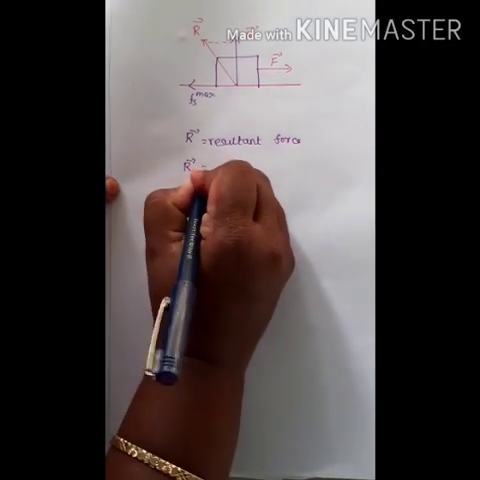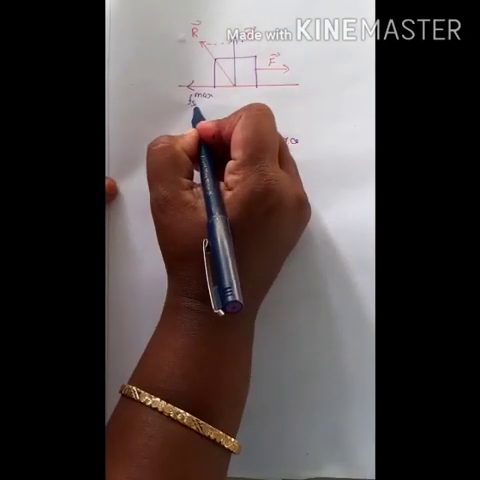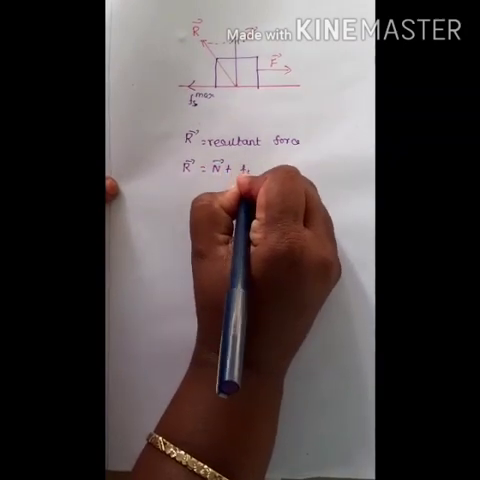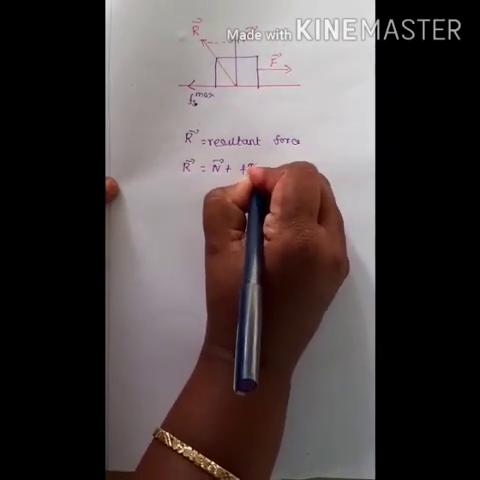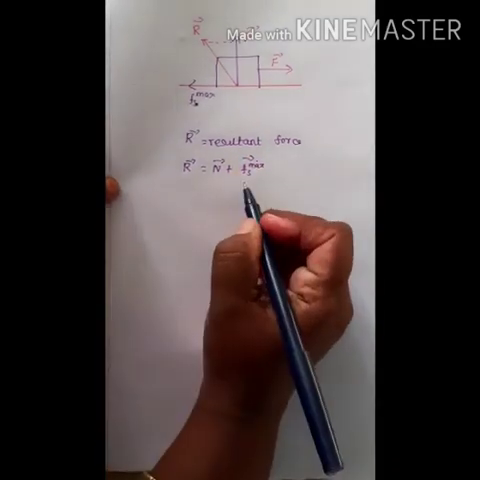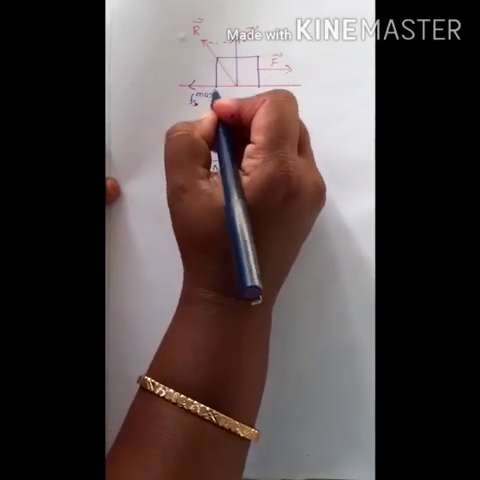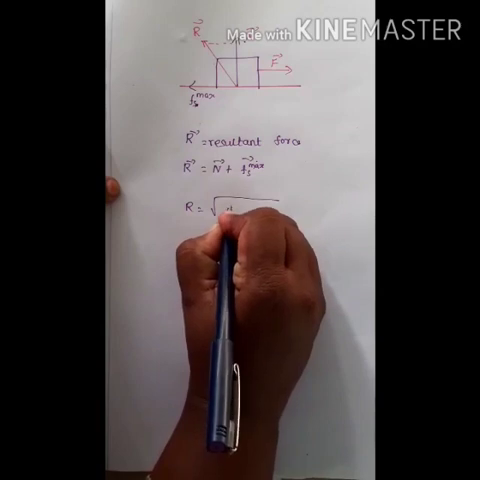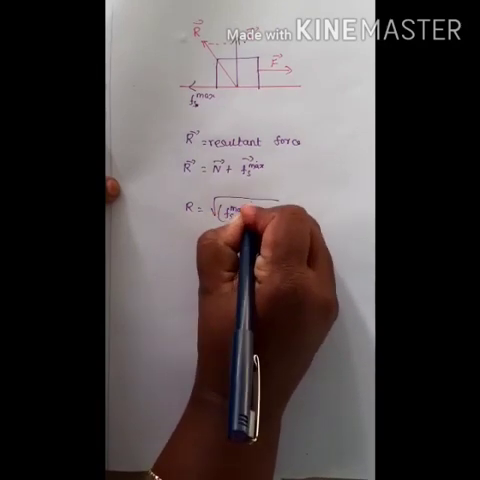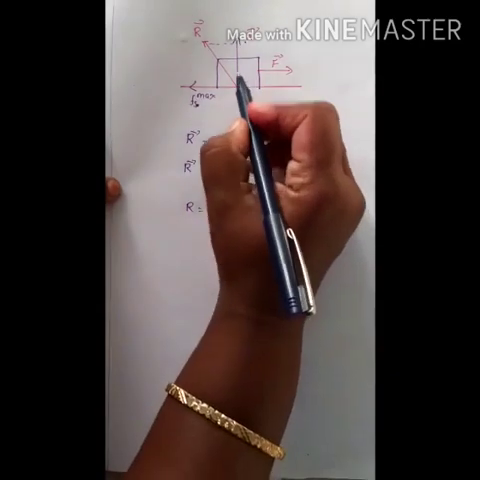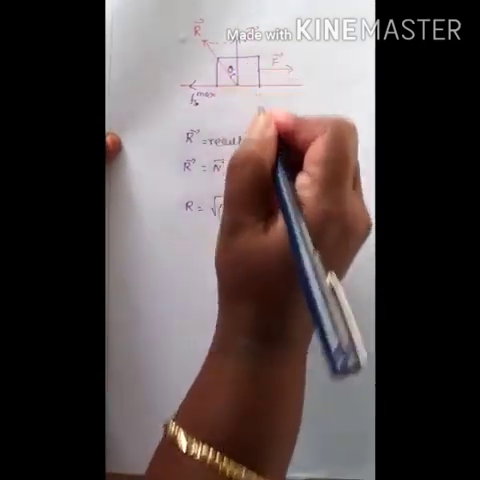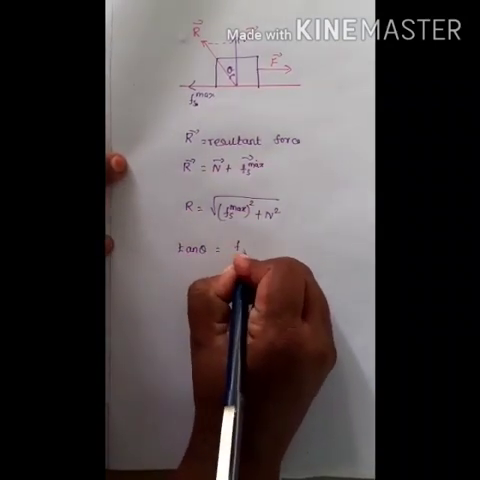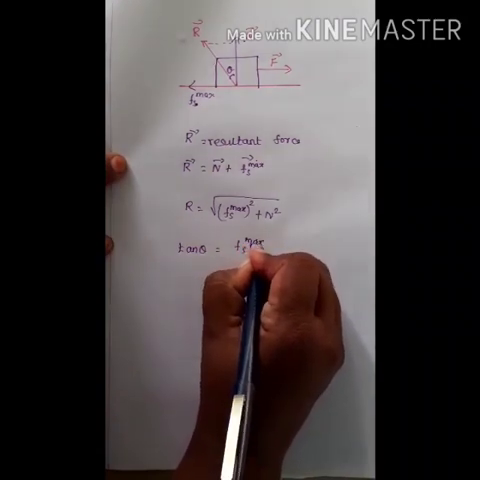Therefore, R vector is equal to N vector plus F_s maximum vector. The resultant force according to the parallelogram law of vectors: R is equal to root of F_s maximum squared plus N squared. The direction is given by tan theta. Tan theta is equal to opposite side by adjacent side. Therefore, tan theta is equal to F_s maximum by N.